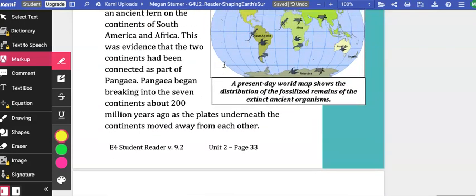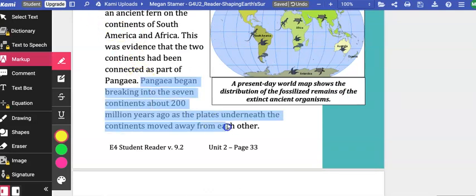Pangaea began breaking into 7 continents about 200 million years ago as the plates underneath the continents moved away from each other. Take a minute, make sure you've highlighted everything, and then move on.